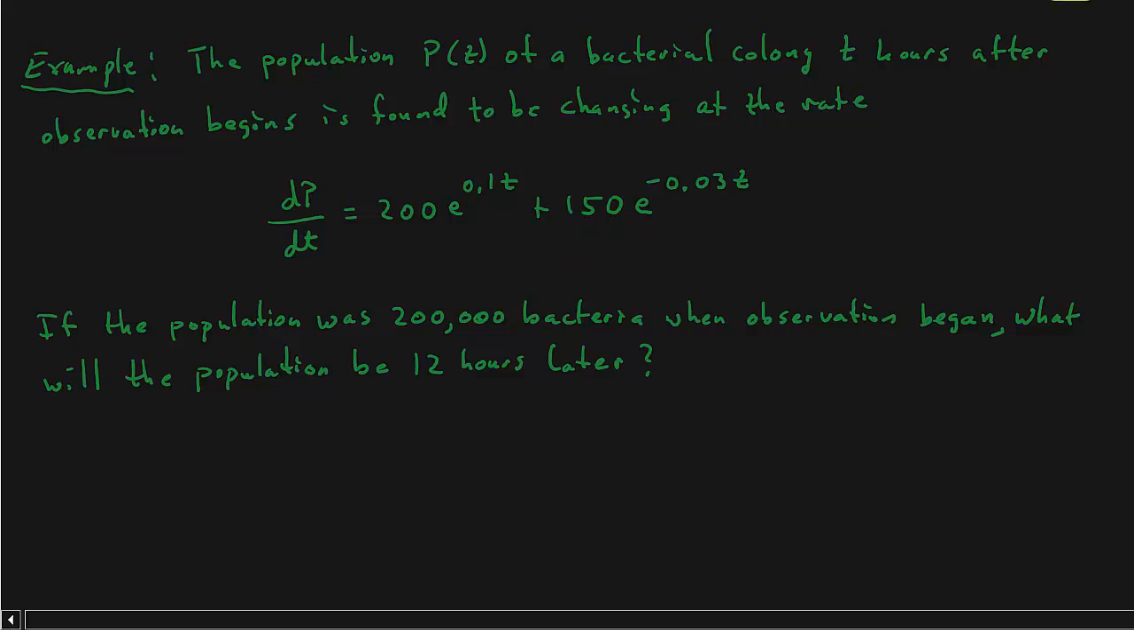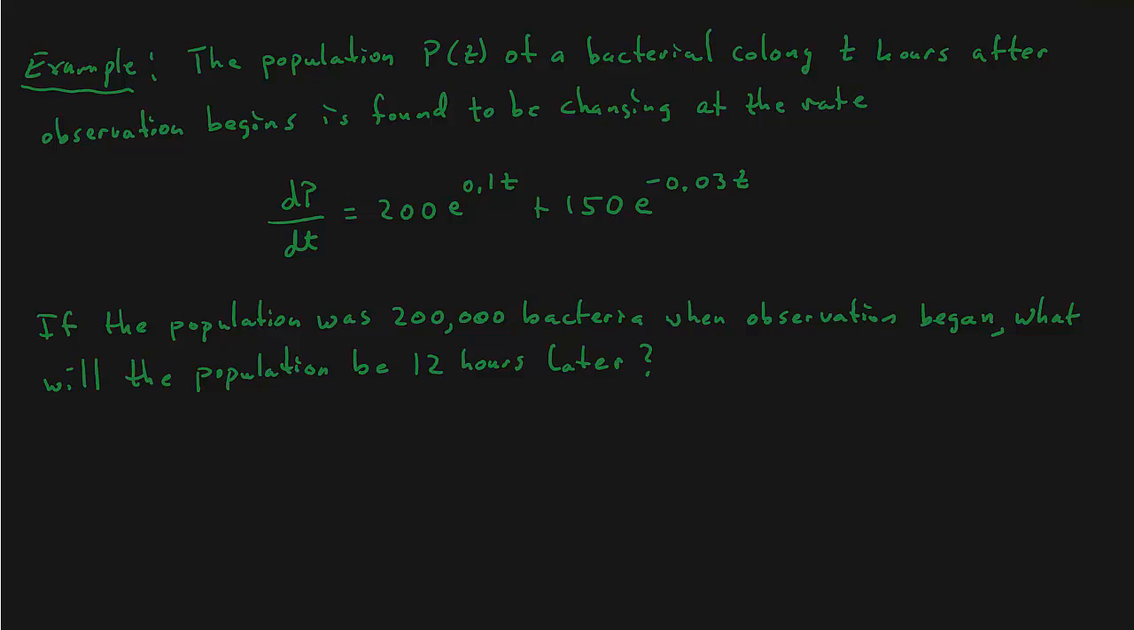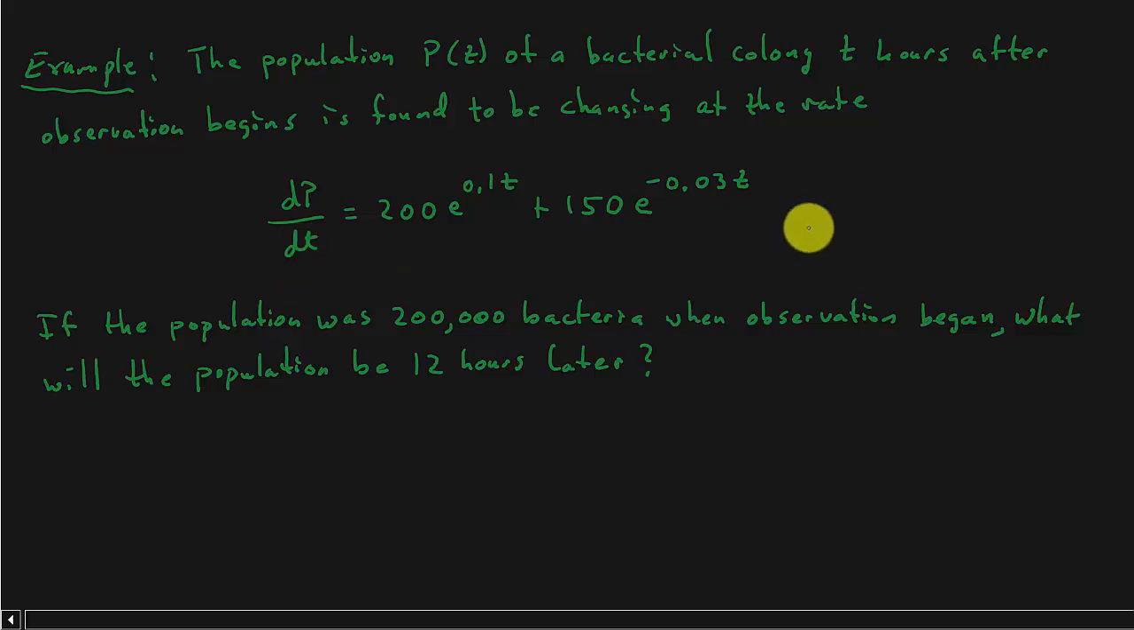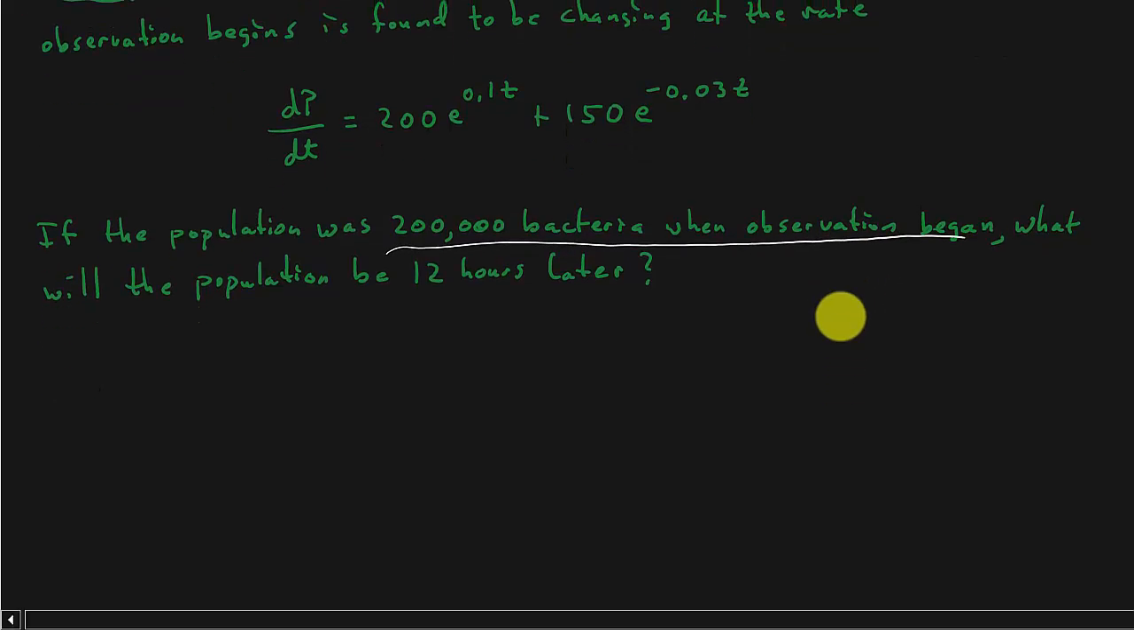All right, so it says the population P of t of a bacterial colony t hours after observation begins is found to be changing at this rate here. dP/dt is 200 e to the 0.1t plus 150 e to the negative 0.03t. If the population was 200,000 bacteria when observation began, that's an important statement right there, what will the population be 12 hours later? All right, so we've got to find our function for population.